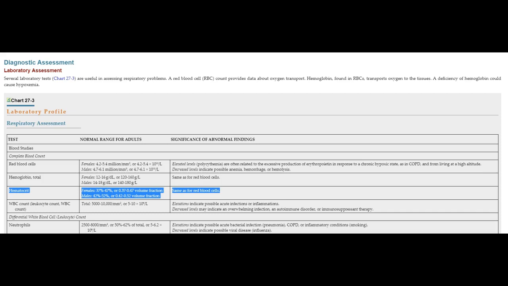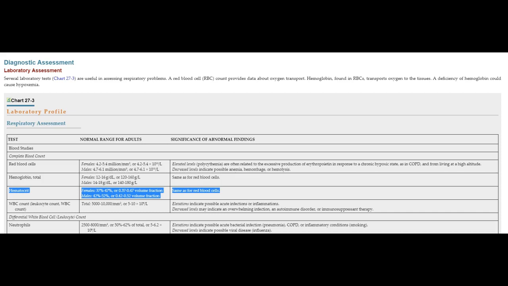Along with your assessment, you need to make sure you look at your diagnostic assessment. That includes a lot of your blood work. Some of your blood work includes your RBCs, which is your red blood cells. The RBC count does provide data about oxygen transport. Now your hemoglobin, of course, is found in your RBCs. It transports oxygen to the tissue.